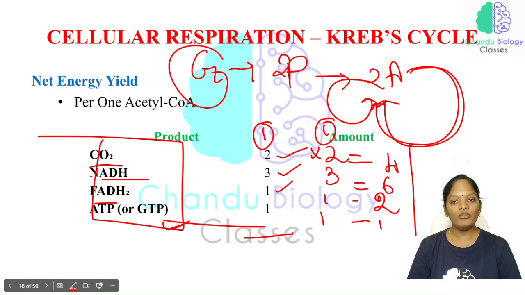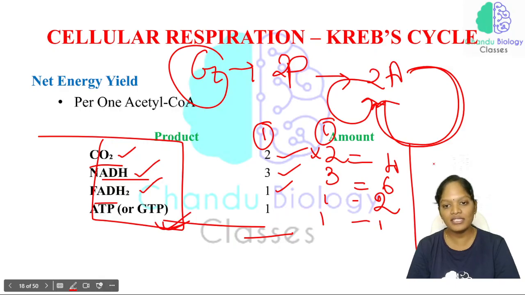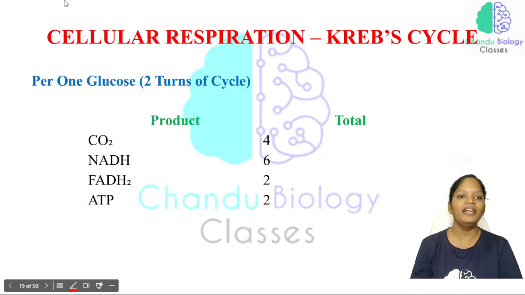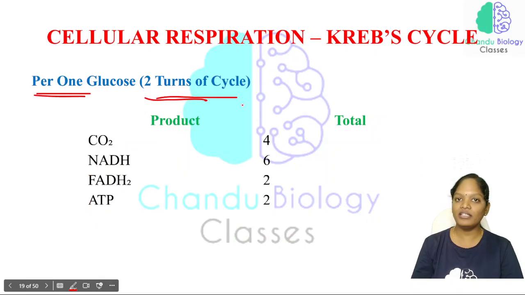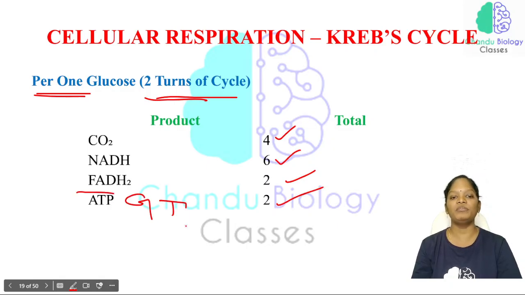So totally how many carbon dioxide, NADH, FADH₂, GTP will be produced in the Krebs cycle for 1 glucose? Then you have to add all these things. That is 4, 6, 2, 1. You have to understand this calculation. So per 1 glucose, 2 turns of the cycle, what will be the result? 4 carbon dioxide, 6 NADH, 2 FADH₂, and 2, not ATP, GTP will be produced.